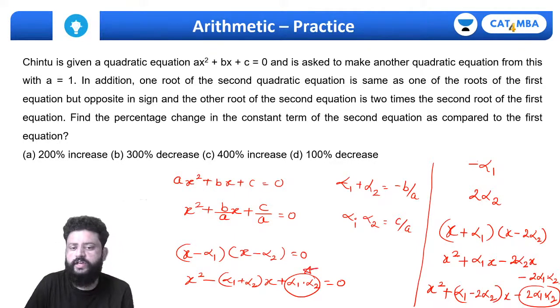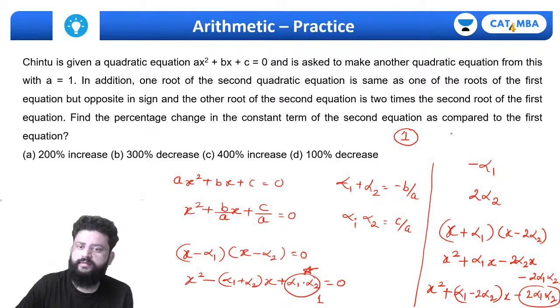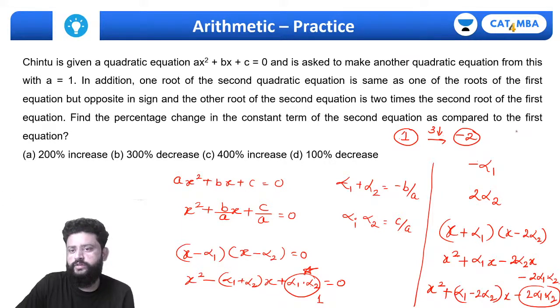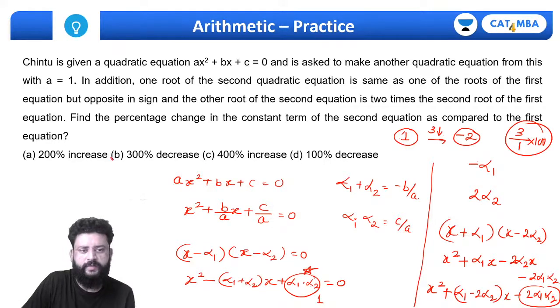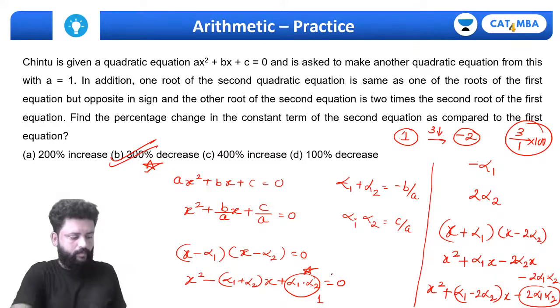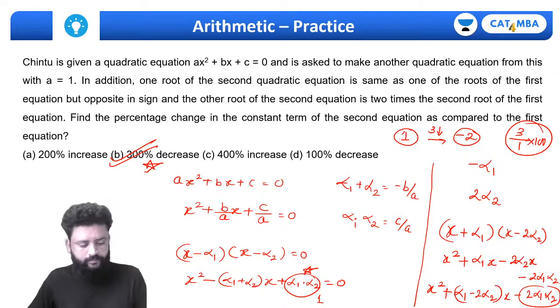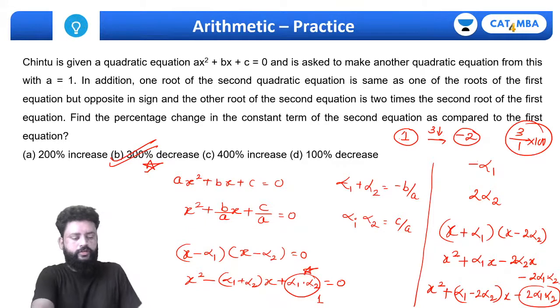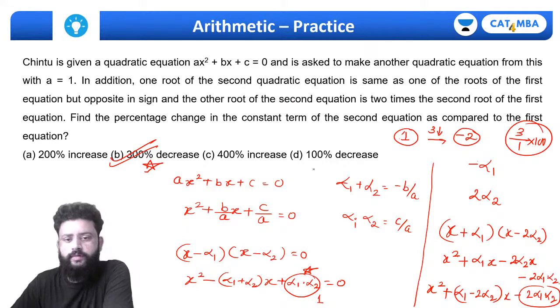So in the original equation it was alpha 1 into alpha 2. This is one time of alpha 1 into alpha 2, and now it is minus 2 times. So originally it was 1, so now it is minus 2, so it is decreased by 3, decrease of 3 compared to 1. So 3 by 1 into 100, which comes out to be 300% decrease. Hopefully all of you understood this. This is the one way to solve.